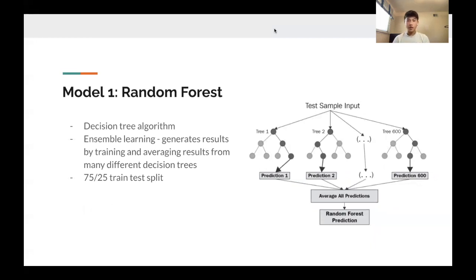The first model I used for modeling was random forest regression, which is a decision tree algorithm. It used ensemble learning, which was generating results by training and averaging results from many different decision trees. And then I used the default 75-25 train test split.